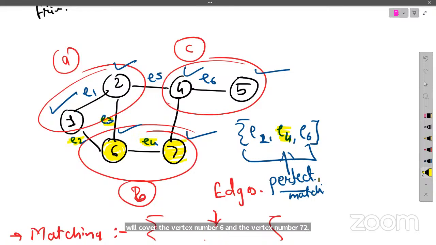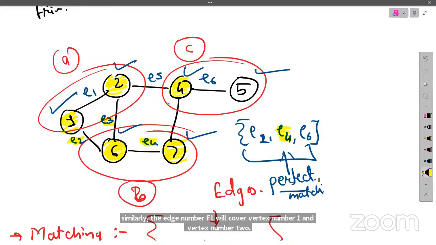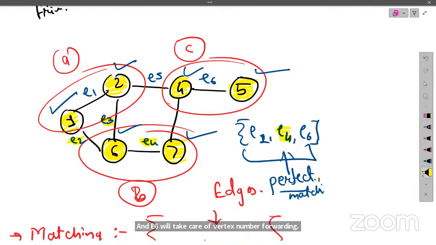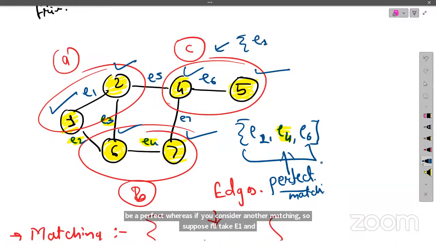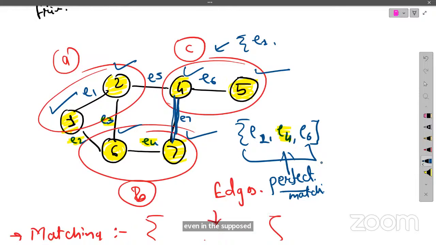Similarly, the edge E1 will cover vertex number 1 and vertex number 2, and E6 will take care of vertex number 4 and 5. If we have such a mapping, then it is known to be a perfect match. Whereas if you consider another matching, suppose I take E1 and E7, where E7 is the edge connected to 4 and 7. This is a kind of matching, but it is not a perfect matching. It is a matching because these two edges are not sharing the endpoints, but they are not covering all the vertices. With E1, we can cover 1 and 2. With E7, we can cover 7 and 4, but 6 and 5 are not covered. So that's why it's not a perfect match.